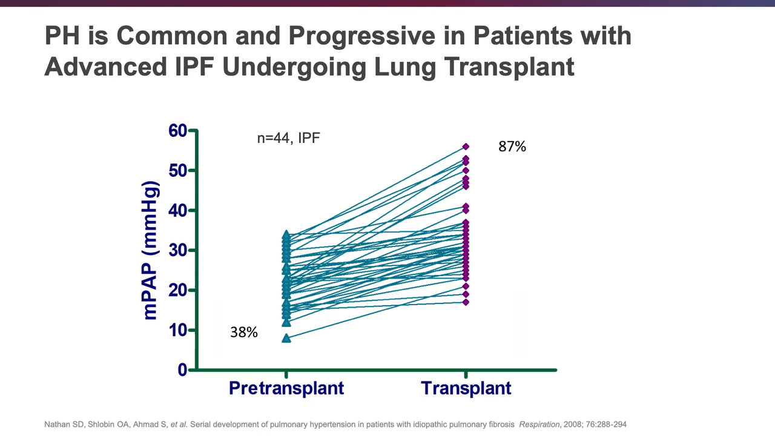Having said that, on the left side of the screen, you'll see that about 38% of patients who were referred for workup and who were undergoing workup had presence of pulmonary hypertension. We followed those patients and repeated the heart catheterization at the time of their transplant, and at that time, 87% of patients had pulmonary hypertension.